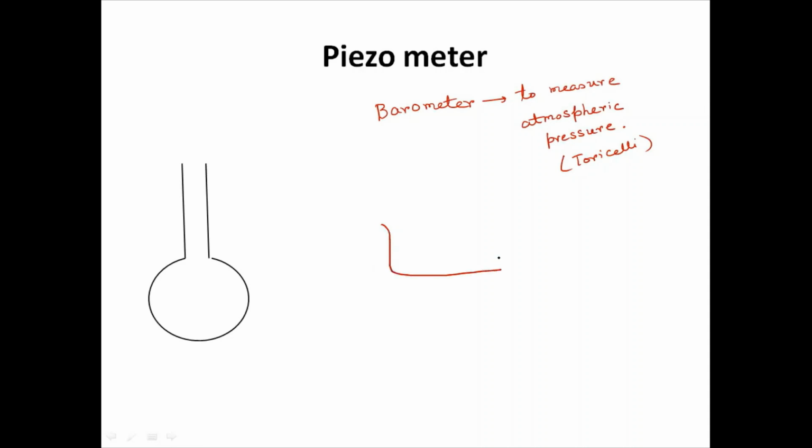So what is happening here? One container is there. The container is full of mercury, Hg. And one tube is inserted over it.